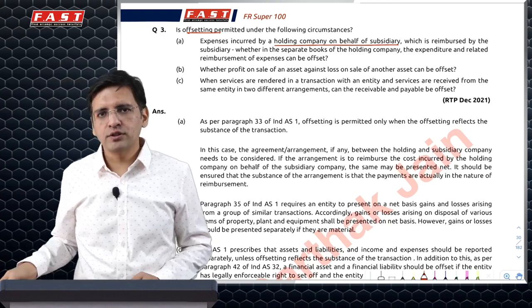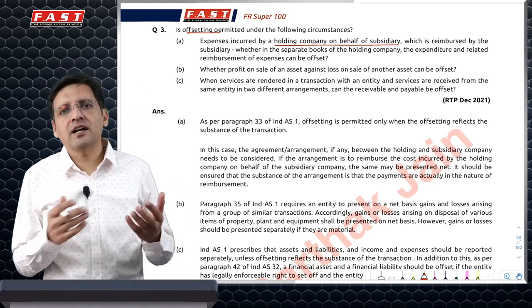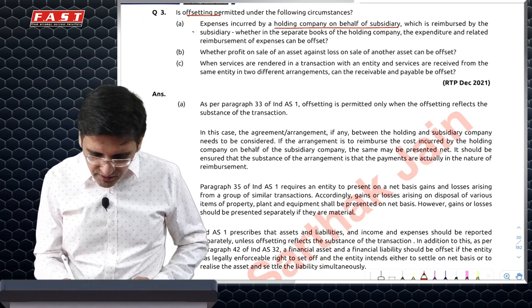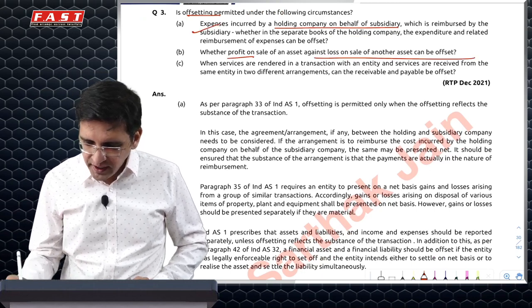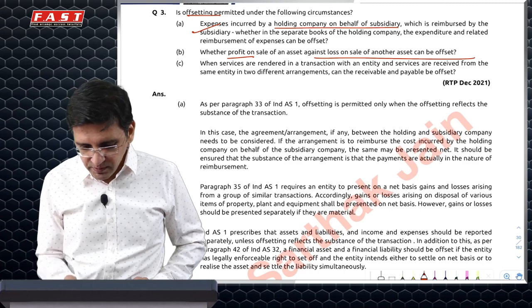And provisions on an asset should always be netted off from the asset. That is not treated as offsetting. So the first is done. Profit on sale can be offset. Yes, unless it is material, then shown separately.